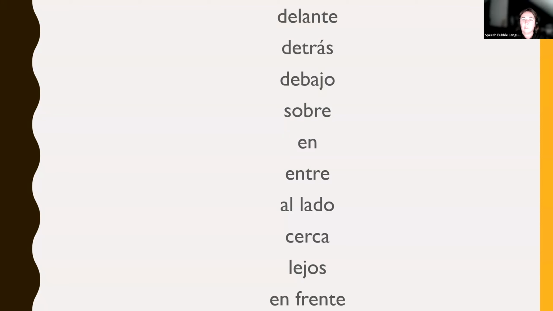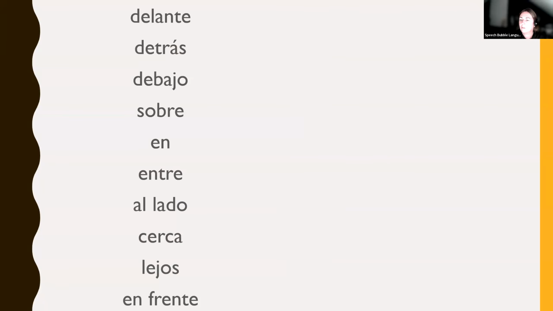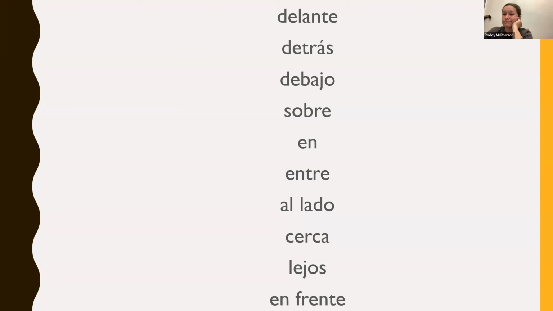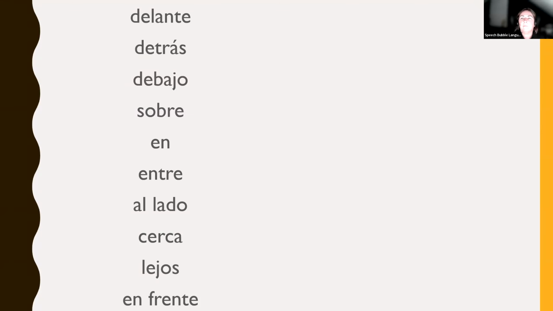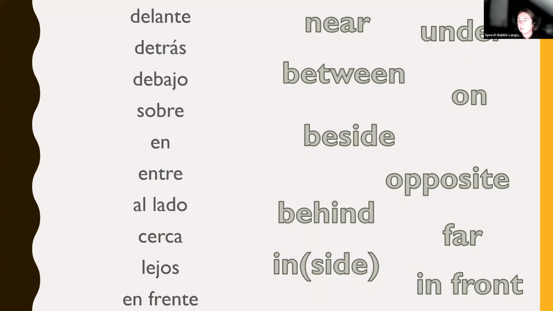Okay. Any ideas on any of these words? Might be easier if I pop up here what some of them are. Now let's see if we can look at the words and see what you think the English one is for each of them. So we've got delante, detrás, debajo, sobre, en, entre, al lado, cerca, lejos, enfrente. Now, some of these words, not many, but one or two you've seen before as we've gone through. So we've got the English for them here.